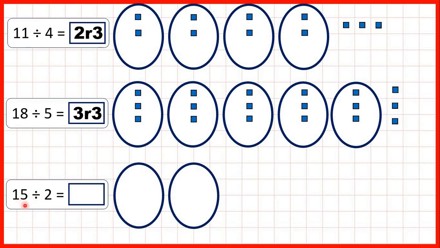Now let's share out 15 counters between 2 groups. 1, 2, 3, 4, 5, 6, 7, 8, 9, 10, 11, 12, 13, 14, 15. But this counter here can't be shared out because we need to make sure that we have groups of the same size. So now we have 7 counters in each group and 1 remainder. So we have 7 remainder 1.